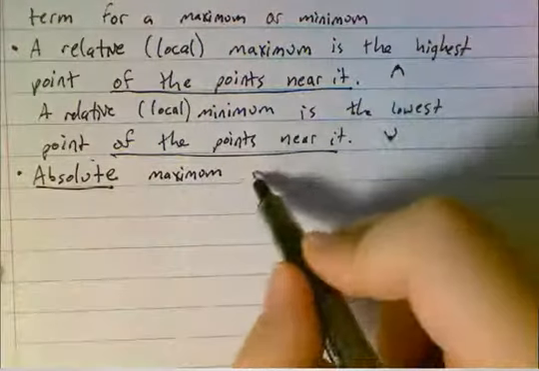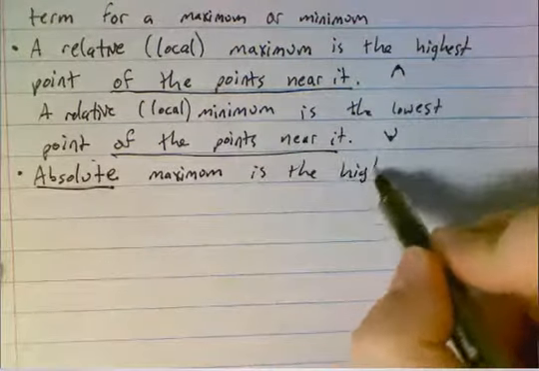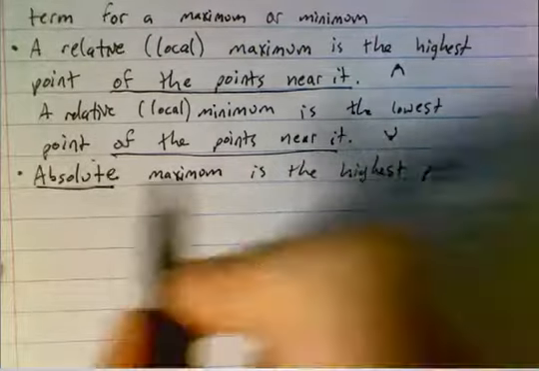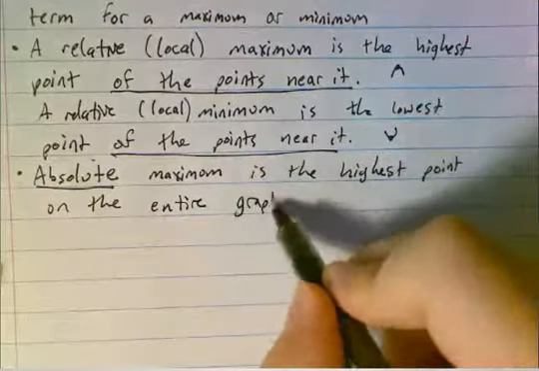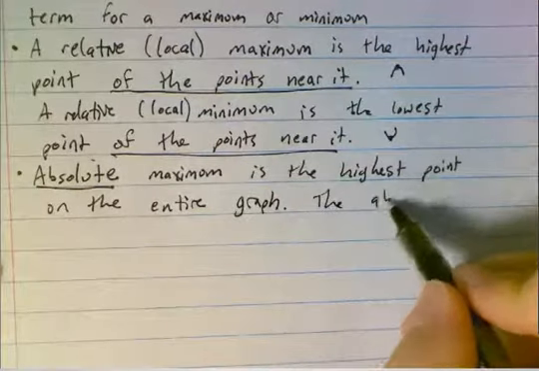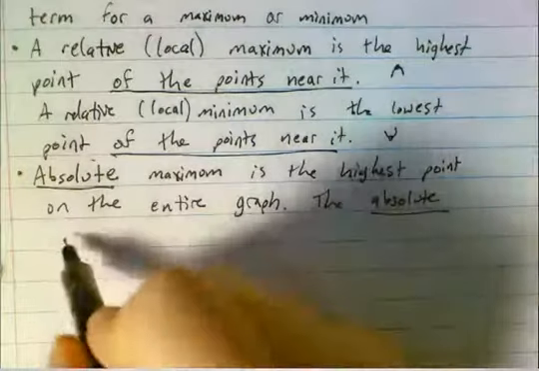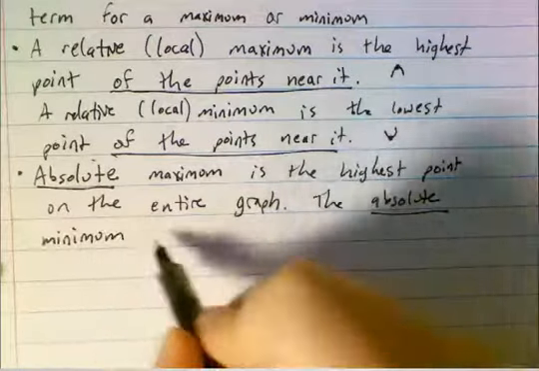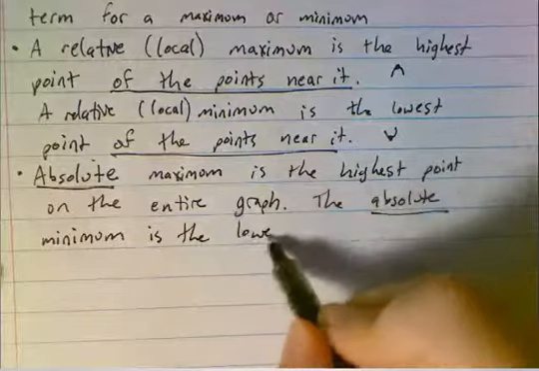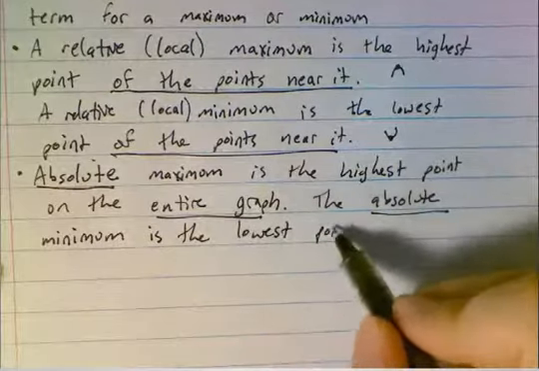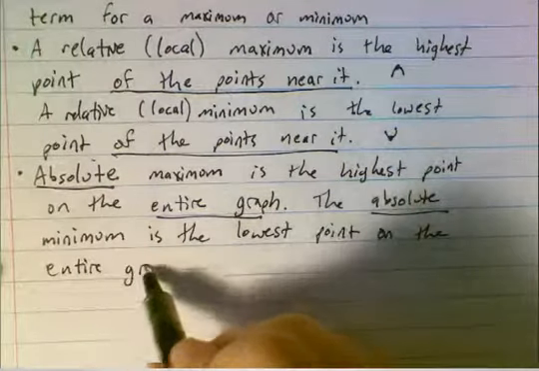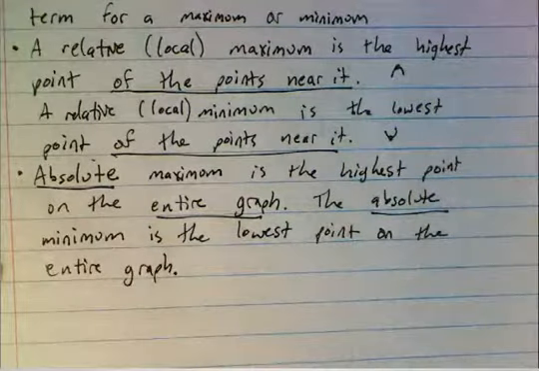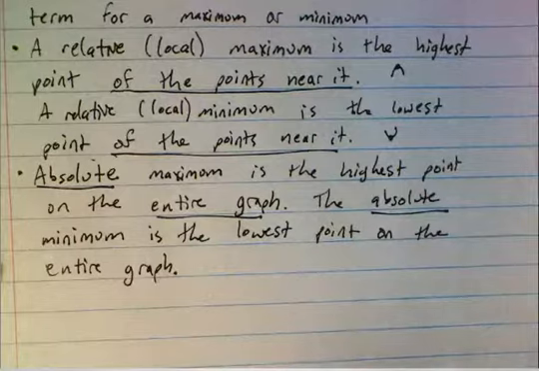So the absolute maximum is the highest point on the entire graph, while the absolute minimum is the lowest. The absolute minimum and maximum may be at a relative minimum and maximum, but they don't have to be.